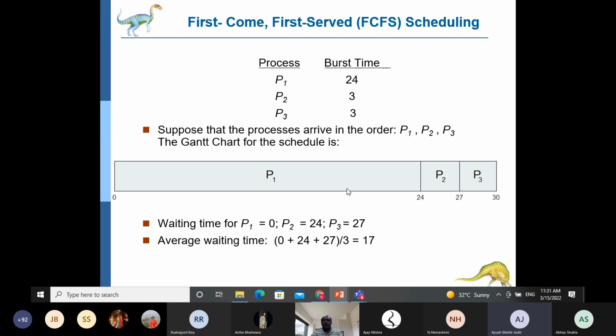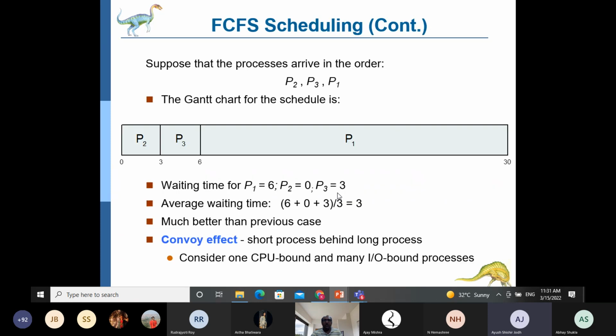And here, if you just change the order, instead of the first come first served order, suppose the processes arrived in this order, like P2, P3, P1, or P3, P2, P1, for example. In this order, if you analyze the waiting time, or average waiting time, you can see that the average waiting time will be reduced to 3. It means that in case of first come first served, the average waiting time depends upon the order in which the processes are scheduled.